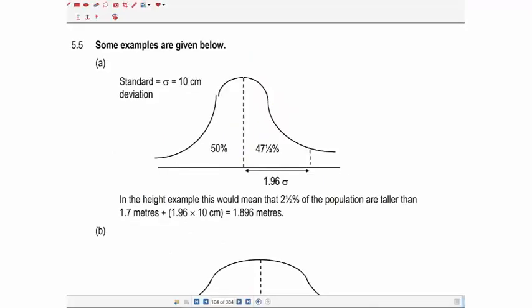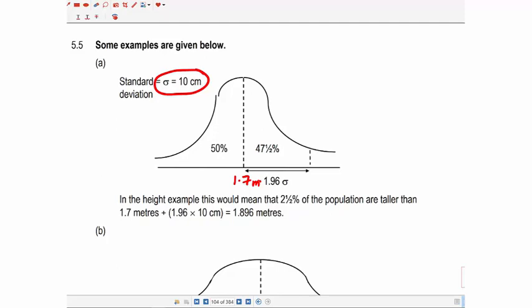Okay, let's start to see how we can interpret normal distribution graphs and tables, because that's one of the key syllabus learning outcomes that you need to be comfortable with. So we'll continue with our example where we're using a standard deviation of 10 centimetres, and remember we had an average or a mean height of adults in the UK of 1.7 metres. And let's say we wanted to establish the percentage of the population that were taller than a particular height.